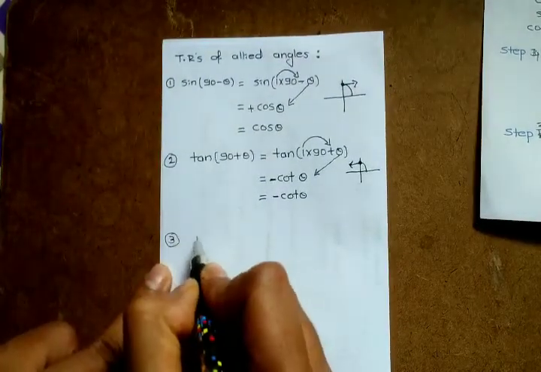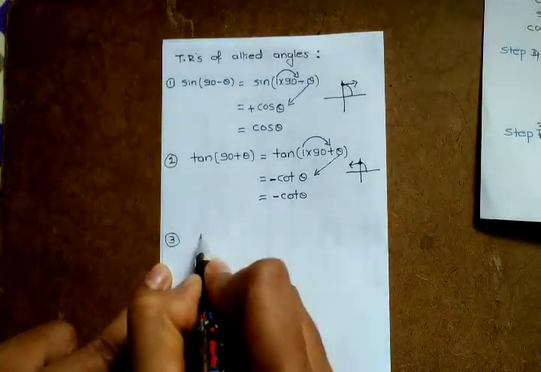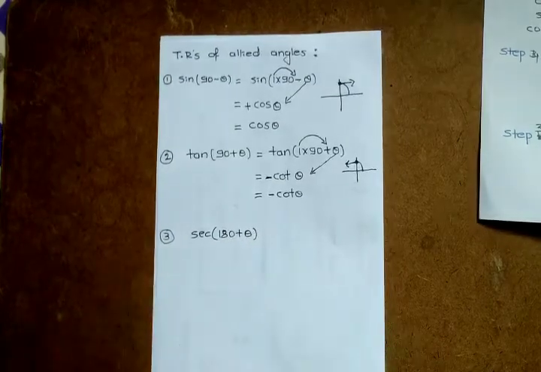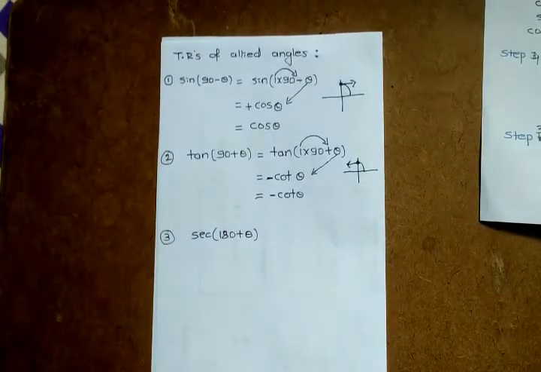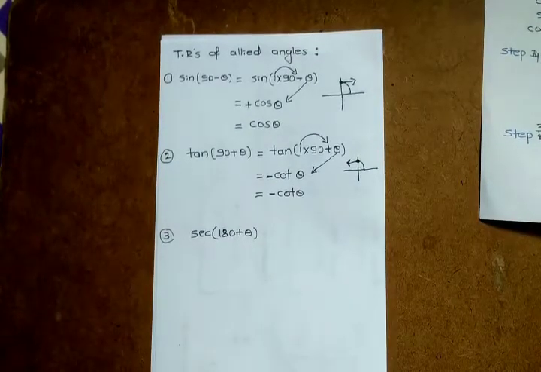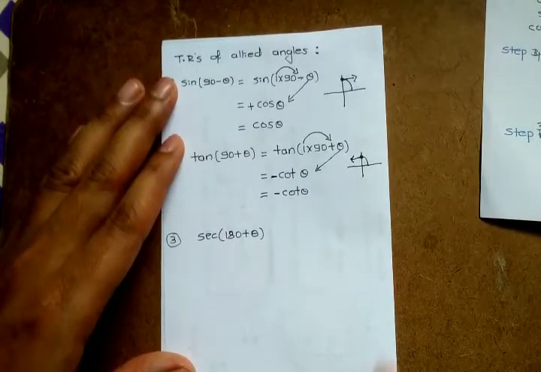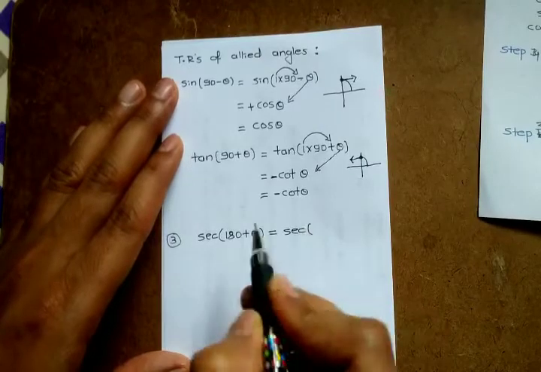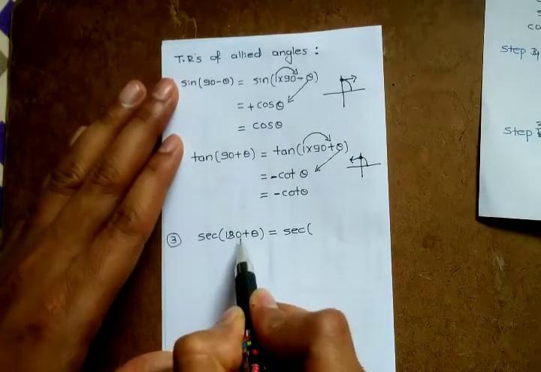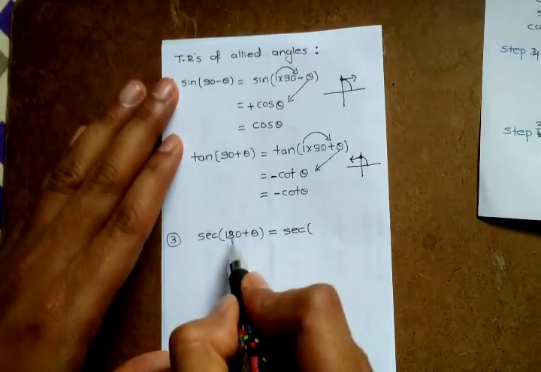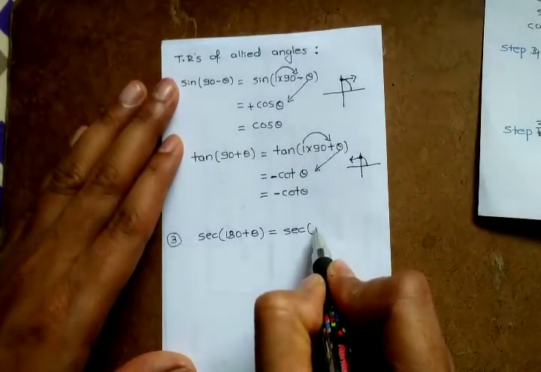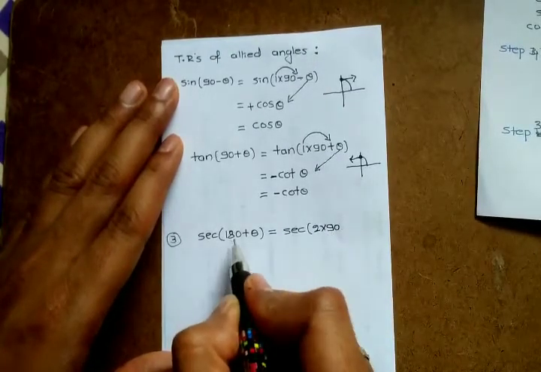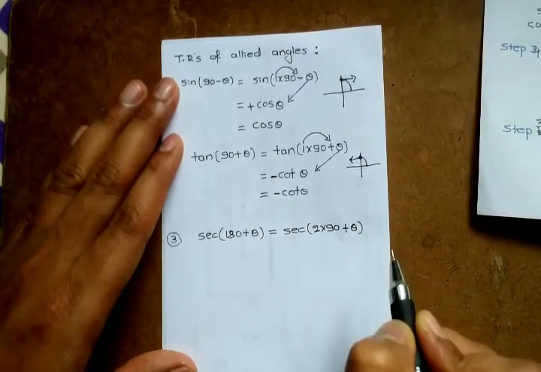The third one I will take: sec of 180 plus theta. So first, sec, keep it as it is. Bring 180 into the standard form n into 90. How to write 180 as a multiple of 90? 2 into 90 is 180, plus theta, keep it as it is.